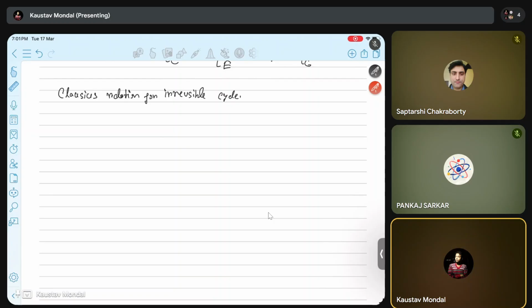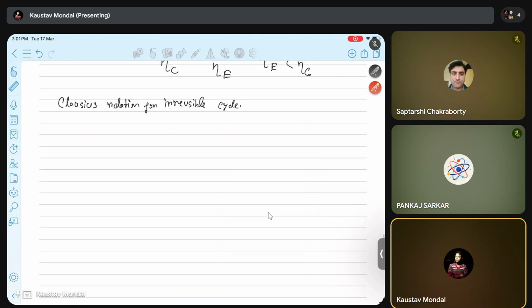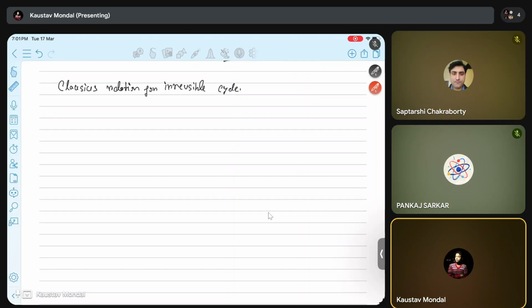Okay, so let's consider a process from state 1 to state 2. Let's suppose there are two types of processes happening: one is reversible, one is irreversible. The reversible process looks like this, very smooth from here to here, and let's suppose there is another process which is irreversible. It takes this kind of form.